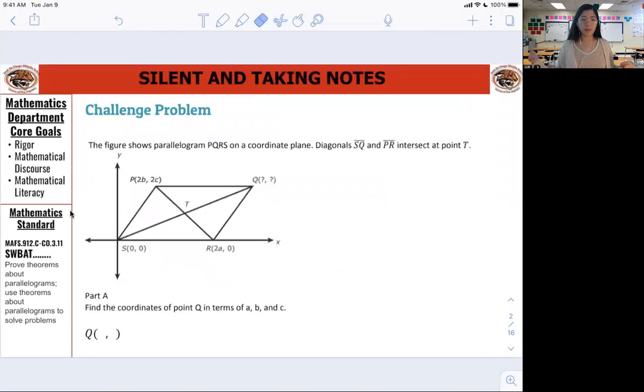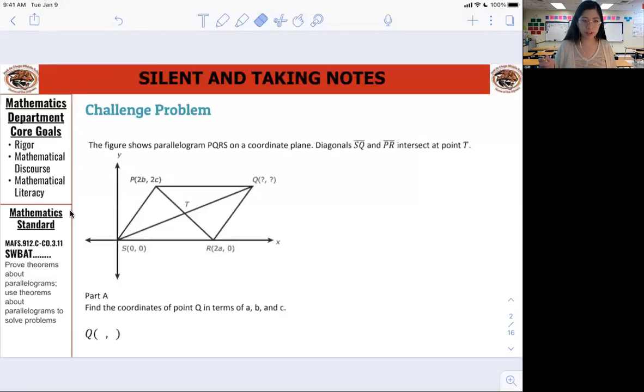Well, I wanted to start with one that is different from the coordinate proofs we've done before, because it's going to use, instead of numbers, what do we have here? Look at this question. Here we've got variables, right? But we're going to use some information that we know about parallelograms in order to figure this out.